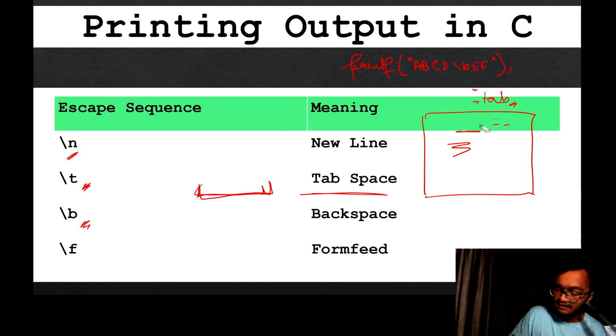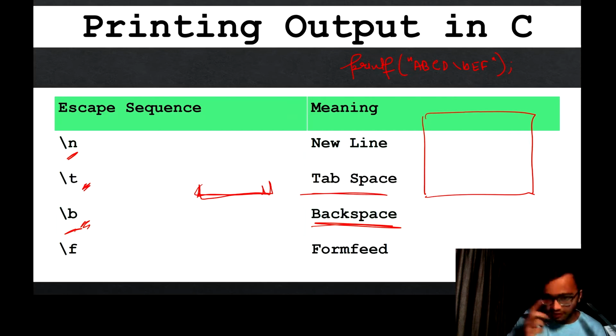I have mentioned that this \b corresponds to backspace. So what does the backspace in our keyboard do? It erases the left part of the character, the character to the left. So what will this do?